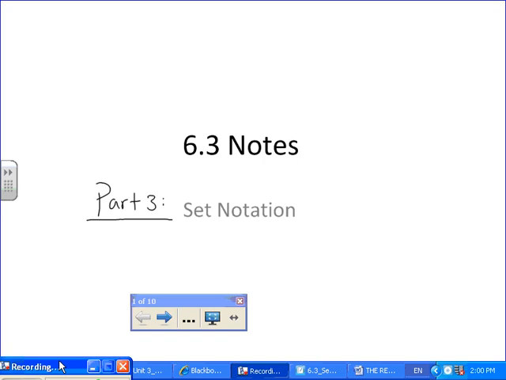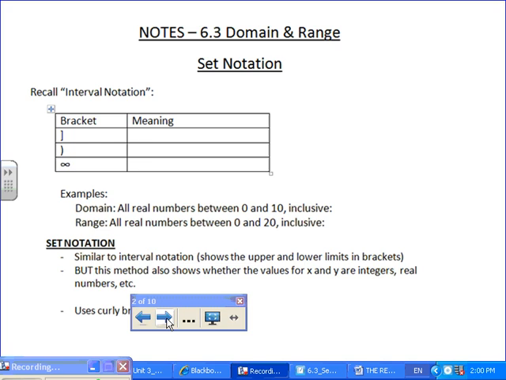We're going to learn the last way to describe the domain and range, which is using a different set of brackets. It's a different way to describe the domain and range, but it's very similar to what we've looked at already. We've just finished interval notation, so I'm just going to get you to cross this out of your notes. We don't really need to go over it again.